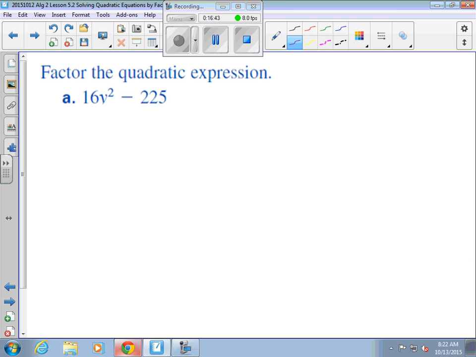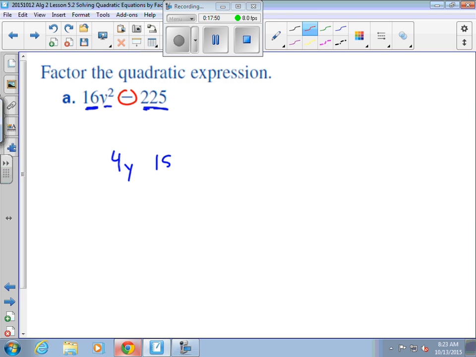Here is the difference of two perfect squares. 16y squared minus 225. Take about 30 seconds, see if you can make sense out of this one. Okay, for this one, 16y squared minus 225. This is the difference of two perfect squares. This is how you do this. 16. What is the square root of 16? 4. What is the square root of y squared, or v squared, whatever variable you called it? Y. What is the square root of 225? 15.